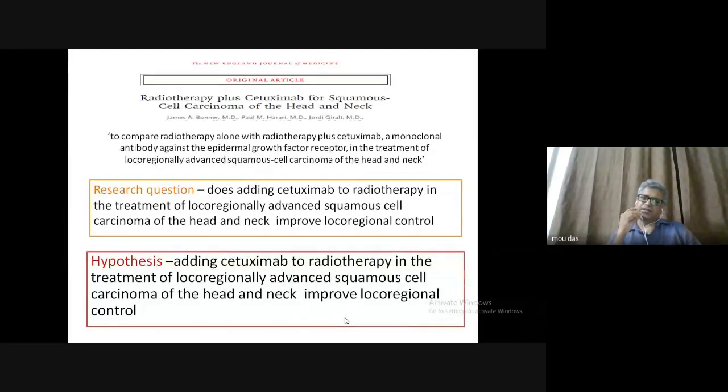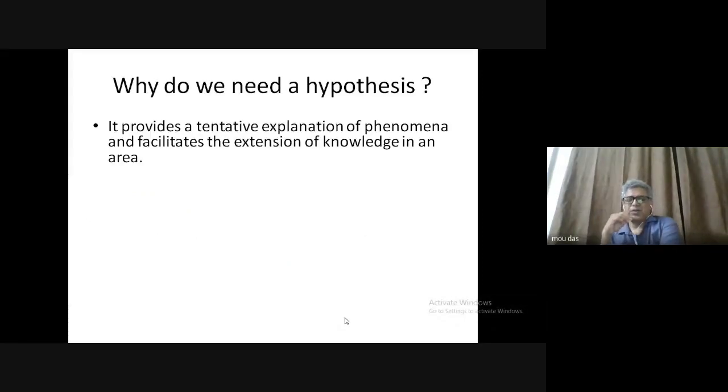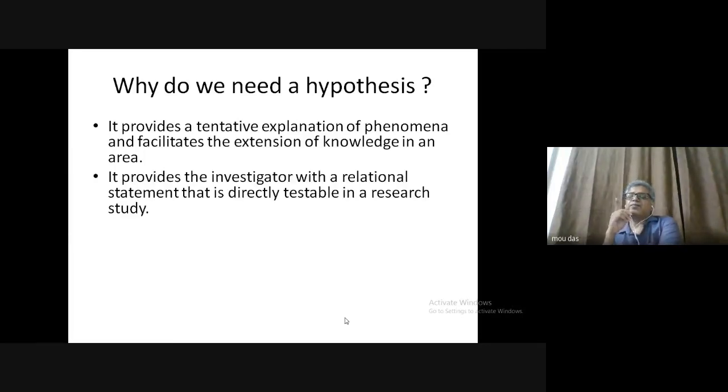By convention, in statistics, we always start with a negative connotation. That is, we assume that our treatment or our sample is no different. Our treatment has no effect. Such a connotation is called the null hypothesis. We'll deal with that. Now, why do we need a hypothesis? Because it provides a tentative explanation. It provides the investigator a clear statement of what we are going to see.